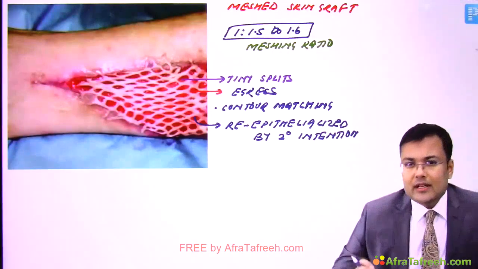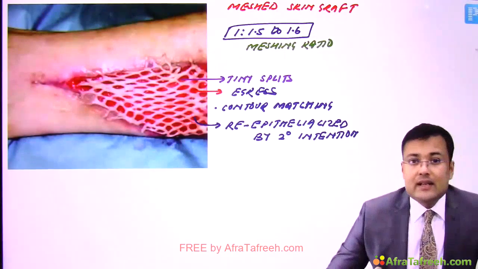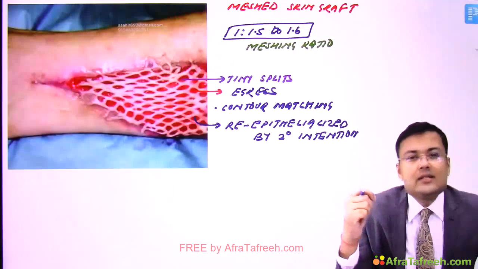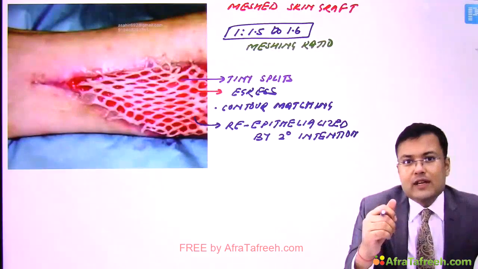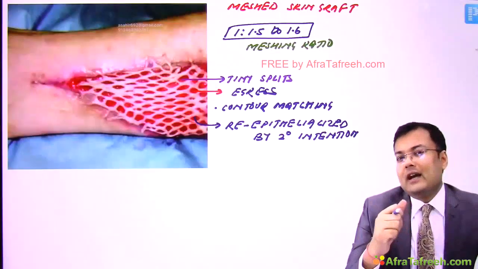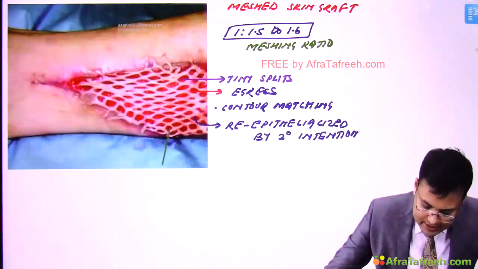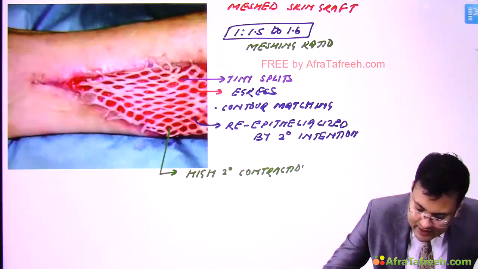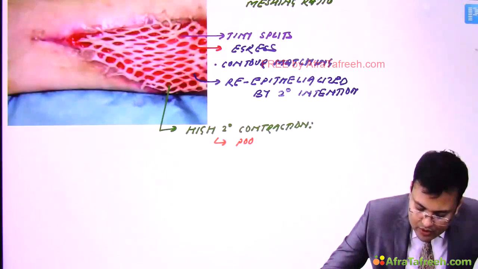First, you see that this is split thickness skin grafting, and what is the problem of split thickness skin grafting? Secondary contraction, and because of that, poor cosmetic appearance. In this split thickness skin grafting, you created tiny holes also. So because of that there is significant graft contraction, and that's why there is poor cosmetic appearance.